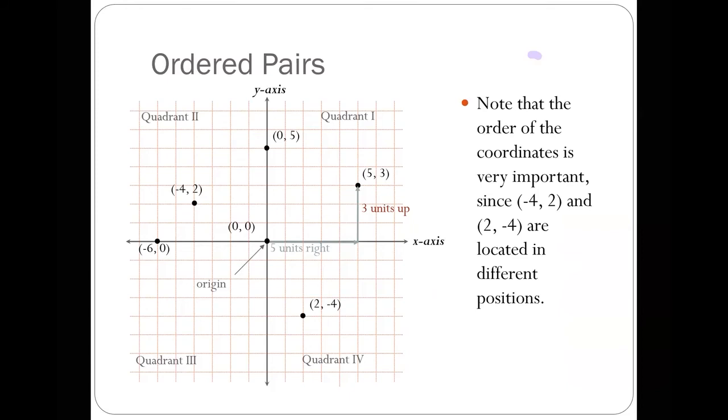This is just kind of a summary of the points and the labels. And I just wanted to highlight here that the order is important. So notice this -4, 2 is over here where we go left 4 and up 2. So that's the -4, 2. But 2, -4 is something totally different. We go to the right 2 and then down 4. So you have to be careful about the order.